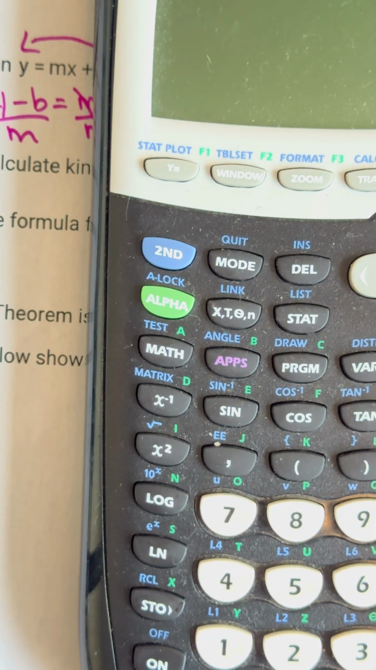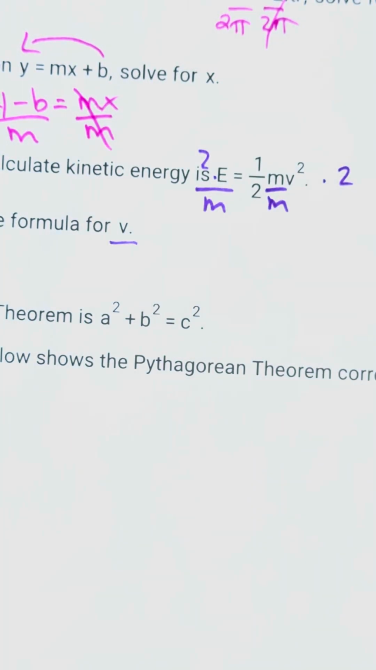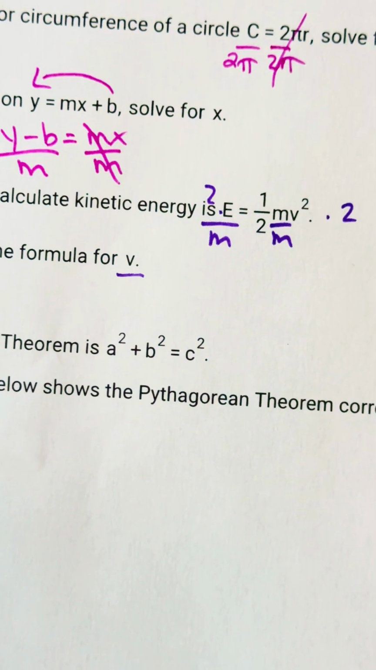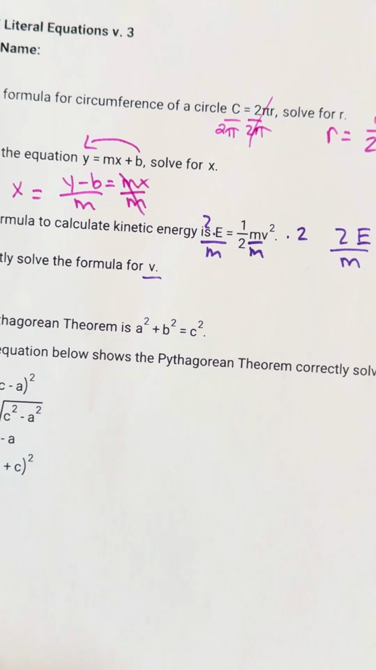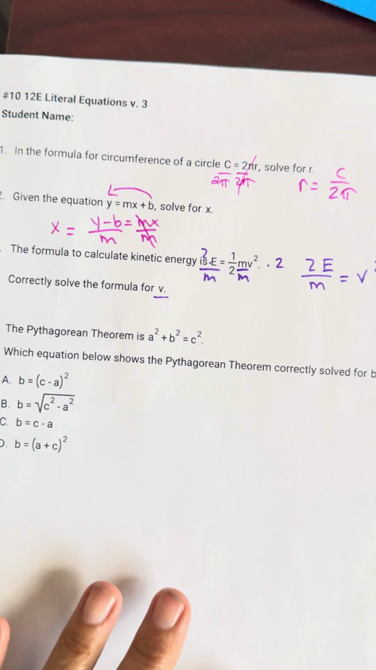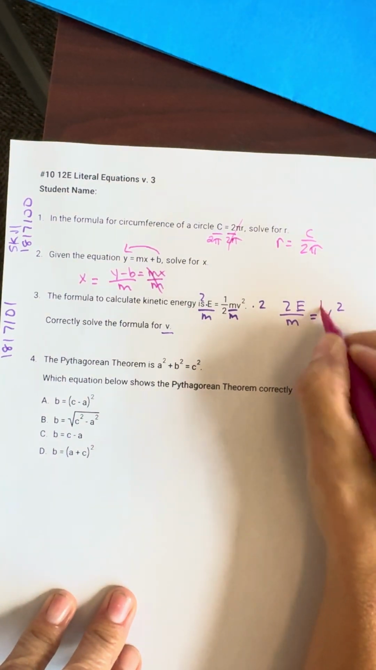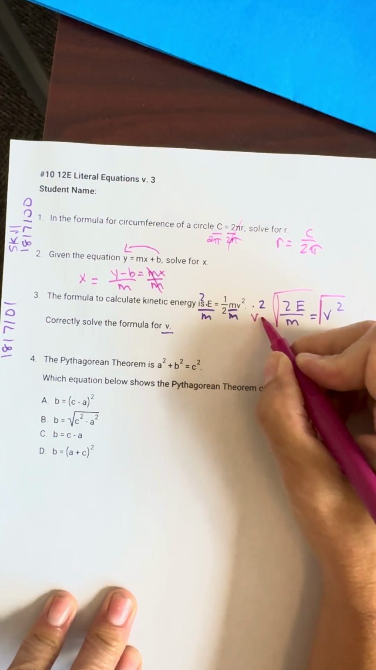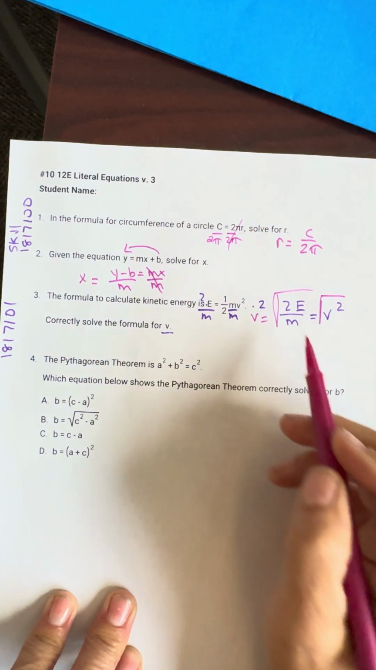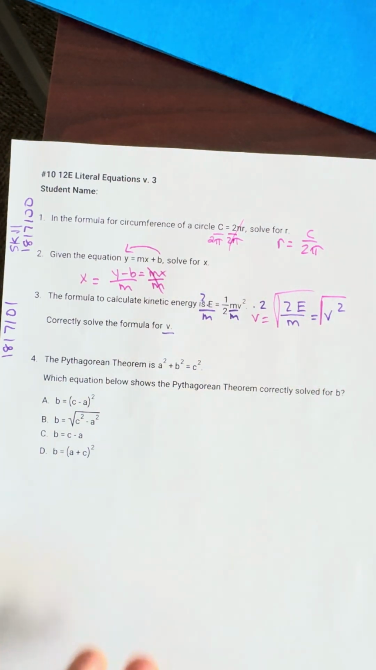So there's the square root symbol in blue, and that is the opposite of squaring something. And you're at v squared, so instead of squaring, you are going to take the square root. And so v equals the square root of 2e divided by m, and that has to all be under that radical.